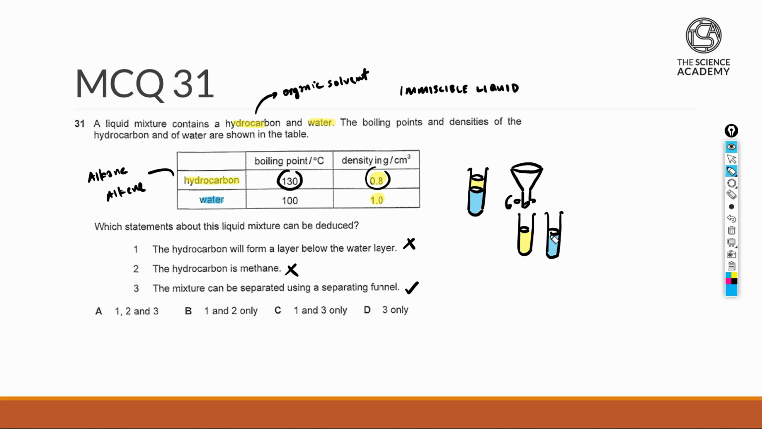Alright, just make sure to change the test tube to keep them separated. So we're going to look at option 3 or D as the only correct answer.